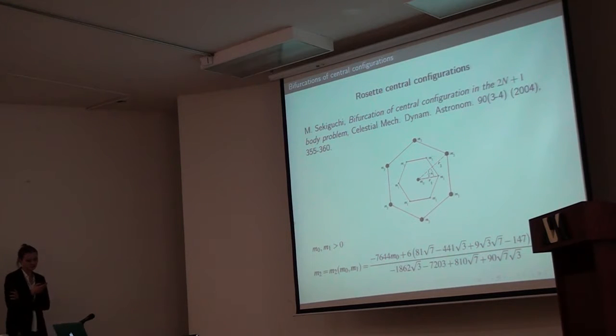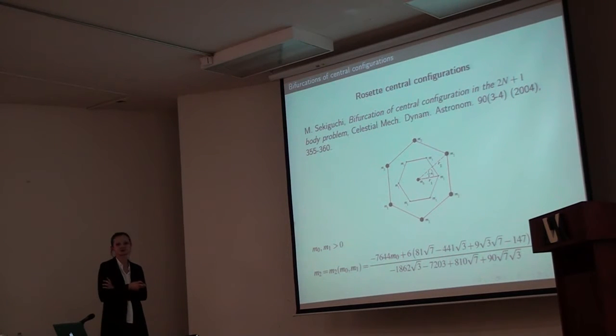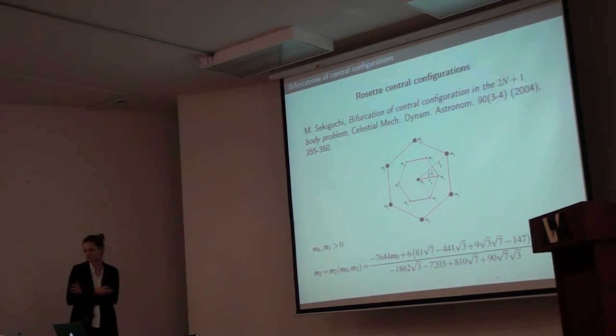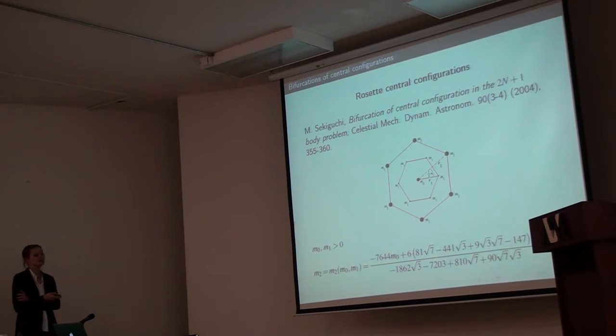And Sekiguchi proved that for any masses M0 and M1, M0 being the mass of the particle in the center, and M1 the masses located at the vertices of the inner six-gon, this family is a family of central configurations if the mass M2 is defined like this. The formula here is not complicated, so it's okay to put it in the slide.